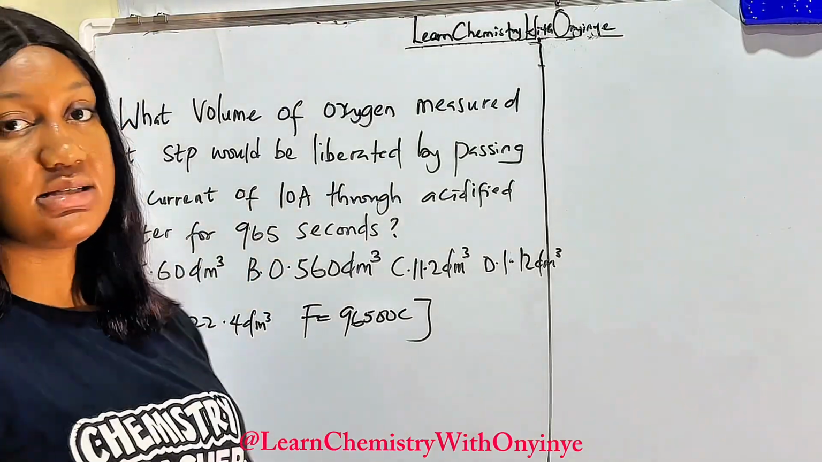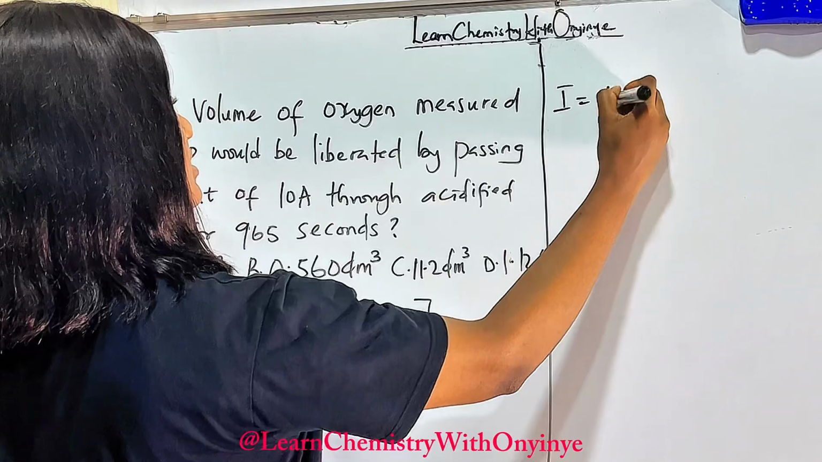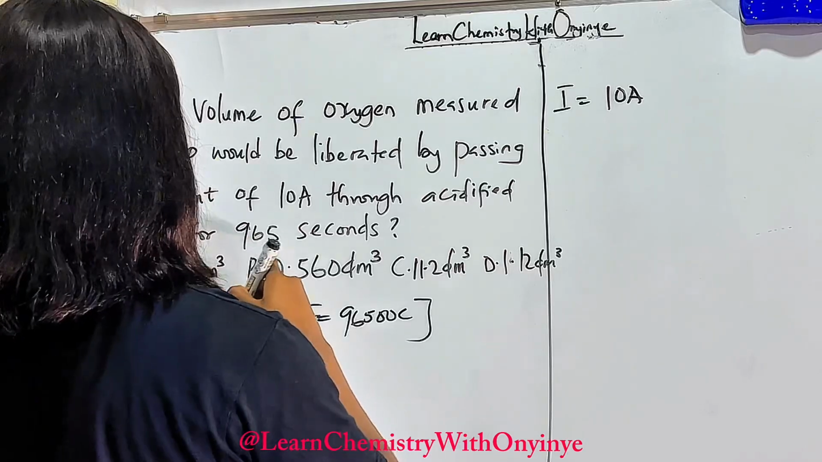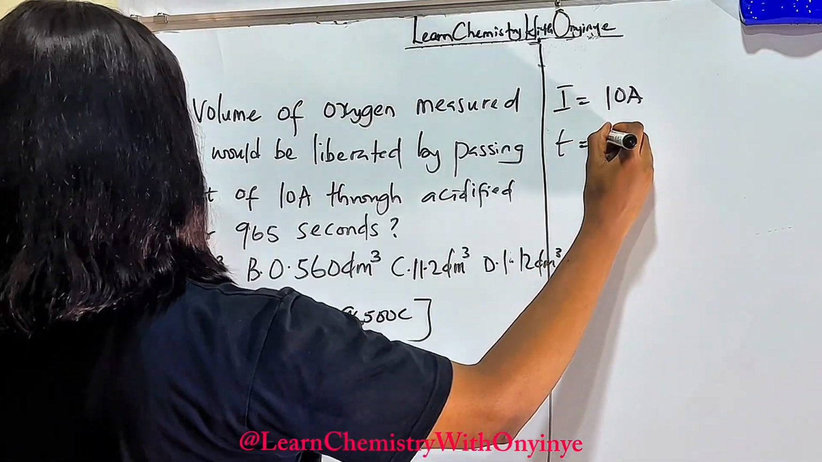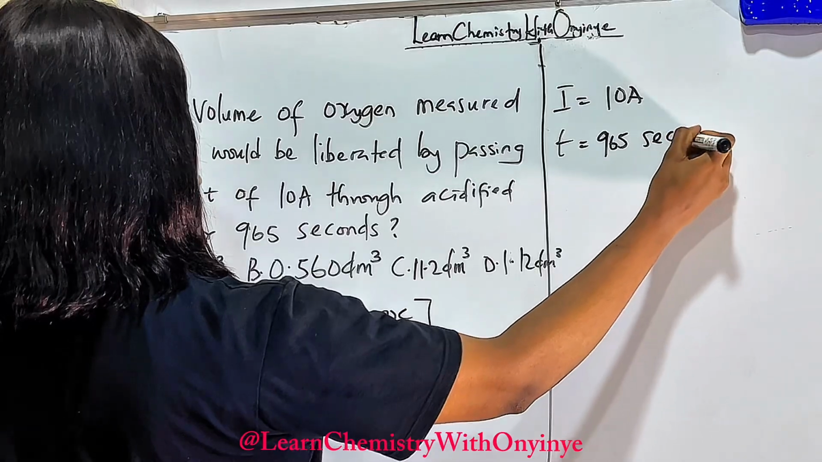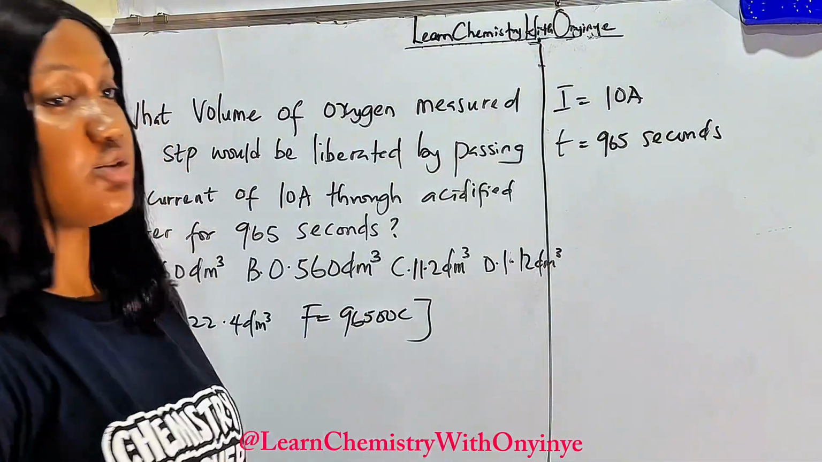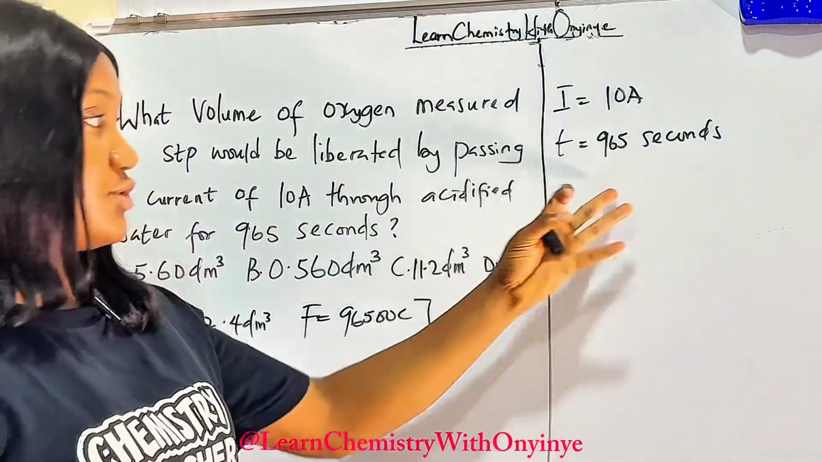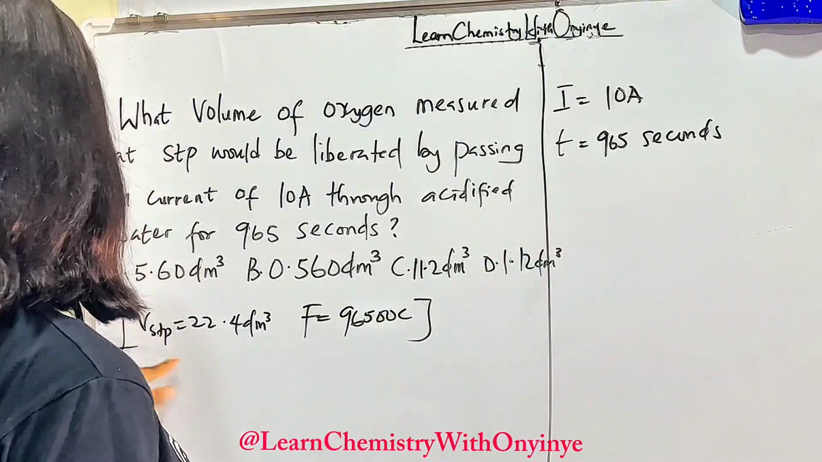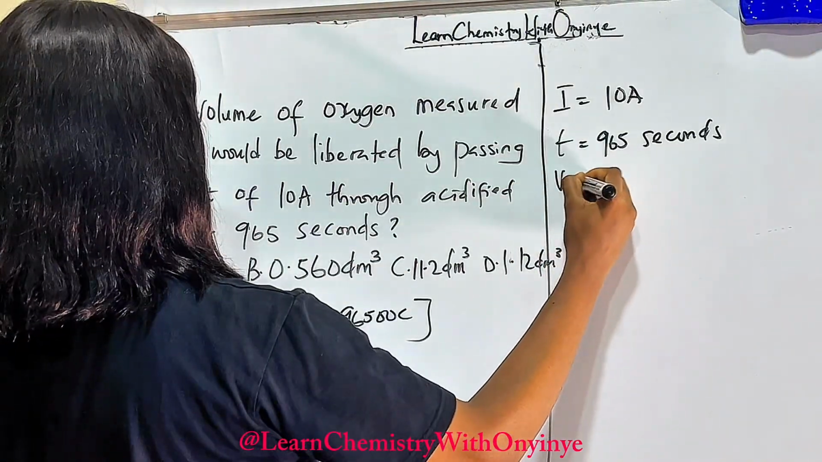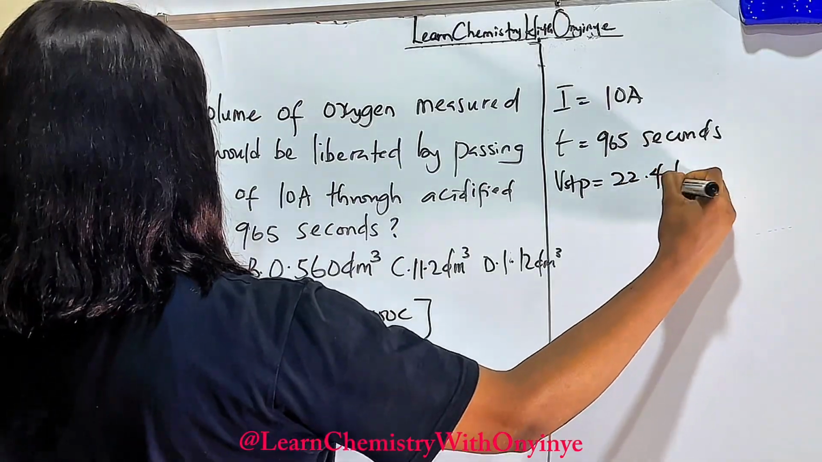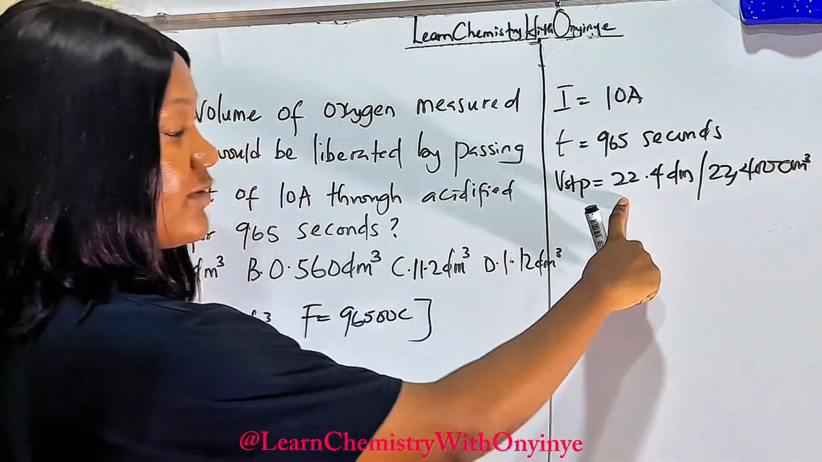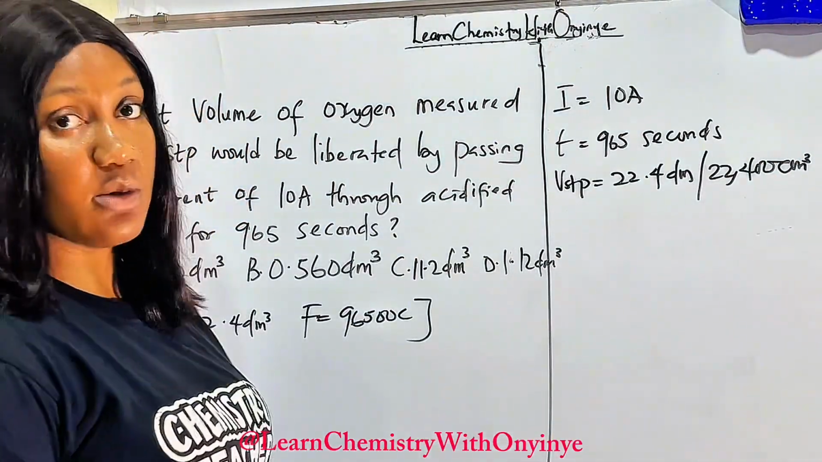Current is the first parameter, and current was given as 10 ampere through acidified water for 965 seconds. So time was given here as 965 seconds. Since time is given in seconds, you don't need to convert. But if time is given in minutes or hours, you have to convert to seconds. And then we have your volume at STP. This should be a known one. It's 22.4 dm cube or 22,400 cm cube, because to convert dm cube to cm cube, multiply by 1,000.